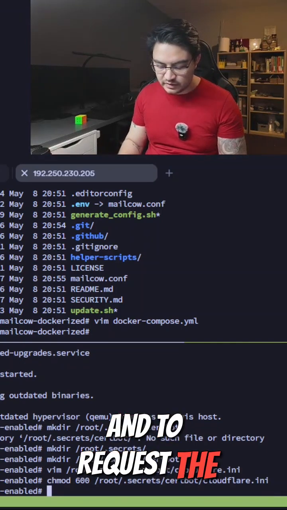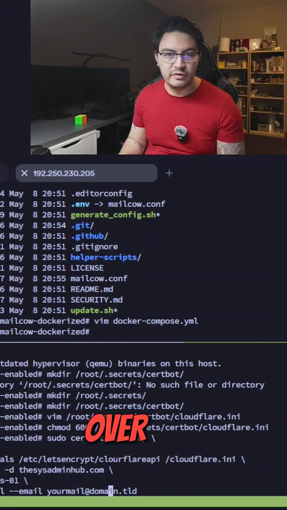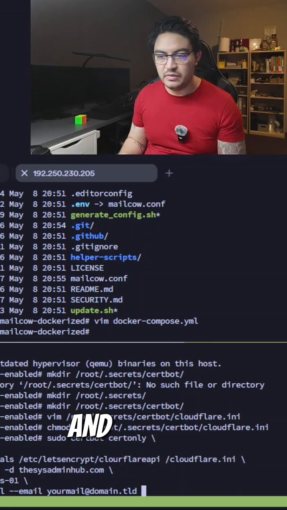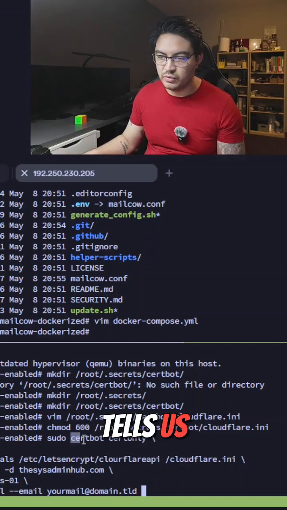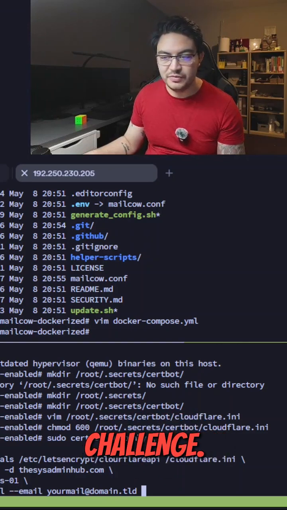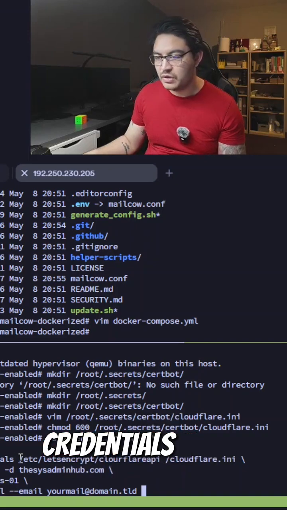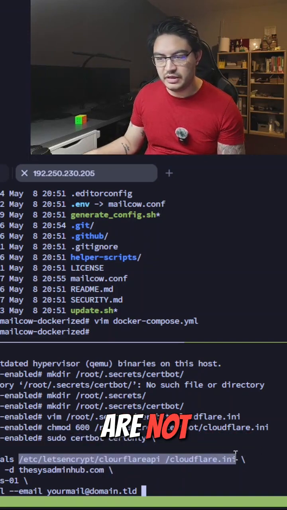And to request the wildcard certificate, we have this command here, which goes over many lines. And basically it just tells us we want only the certificate. We want a DNS Cloudflare challenge. We have DNS Cloudflare credentials, which are not in here.